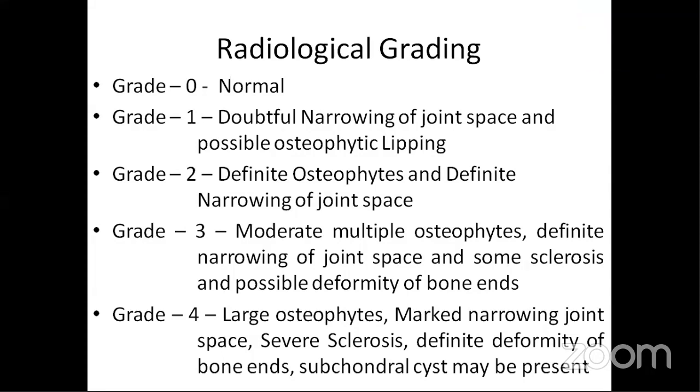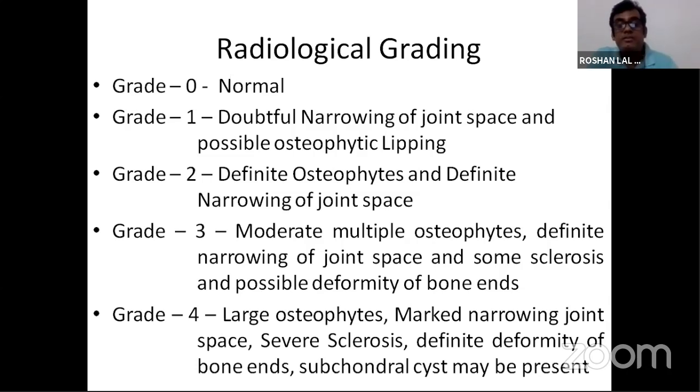Grade 3: moderate multiple osteophytes and definite narrowing of the joint space. In addition to these two, there will be some sclerotic changes and possibility of deformity at the bone ends. So if sclerotic changes are there, this is grade 3. If sclerotic changes are not there, but joint space is reduced, that is grade 2.